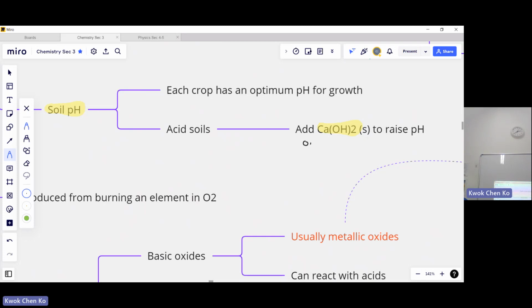Besides this, okay, there's an alternative. You can also add calcium oxide. All right, either one of these. Now, anyone can remember the name? It's called calcium hydroxide. What's the other name for it? Limewater, but it's in solid form, so you can't call it limewater. So in this case, it's a solid powder. They call it slaked lime. Slaked lime.